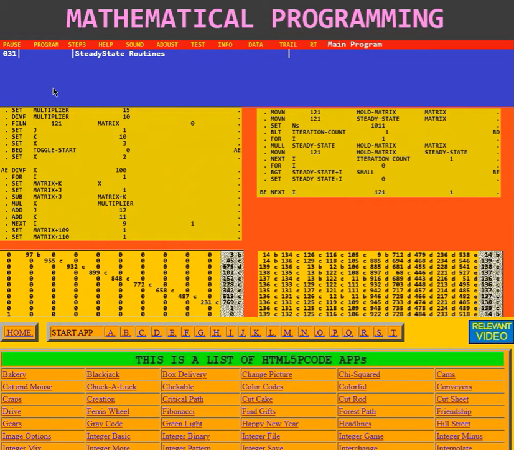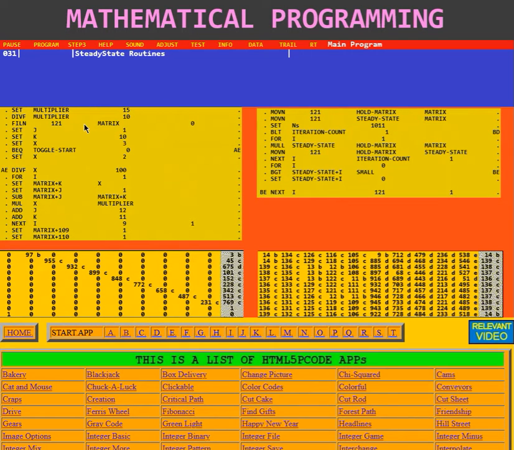This is the video for steady state routines. There's a routine here on the left and a routine on the right. Let's start on the left. It sets multiplier to 15 and then it divides it by 10, so it's going to be 1.5.